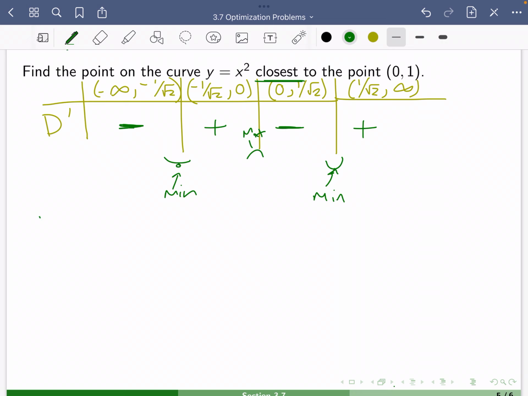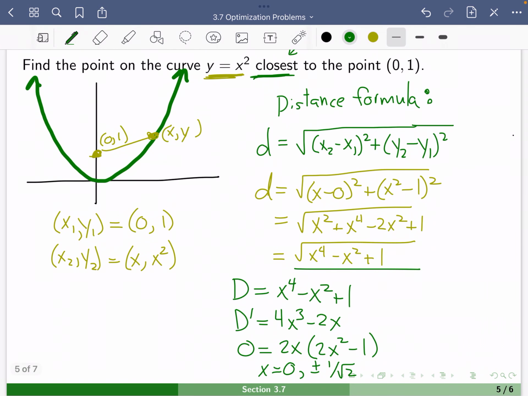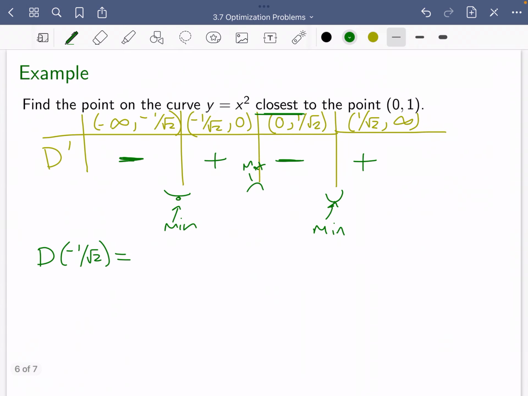So if we were to look at the value of d and plug in negative 1 over root 2, that distance formula is x to the 4th minus x squared plus 1. We can observe that that is going to be exactly the same as what you would get when you plug in positive 1 over square root of 2. Those two distances are identical. So when x is negative 1 over root 2 or when x is positive 1 over root 2, the distances to the point (0, 1) should be equal.